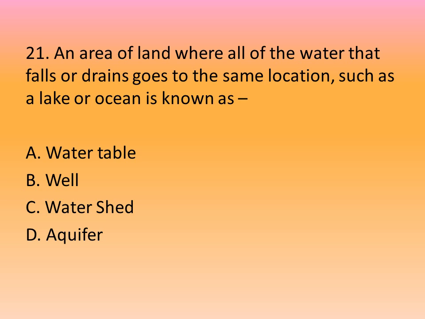Number 21. An area of land where all of the water that falls or drains goes to the same location, such as a lake or ocean, is known as A. Water table, B. Well, C. Watershed, D. Aquifer.